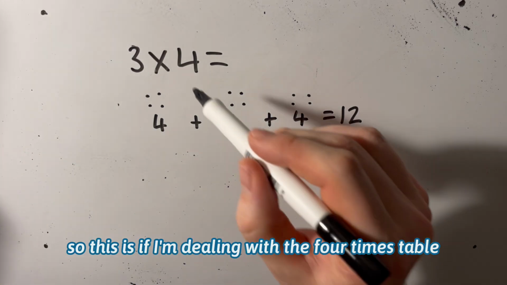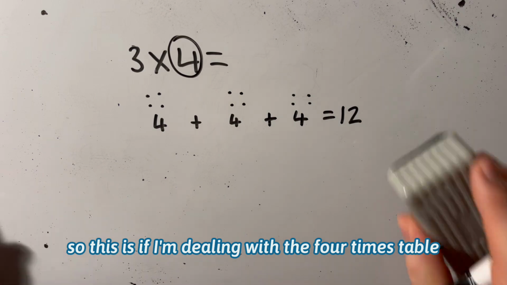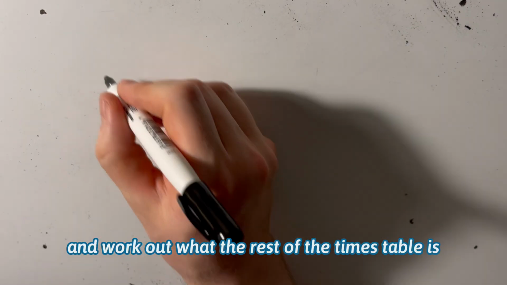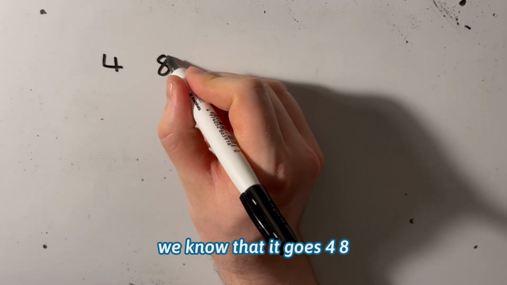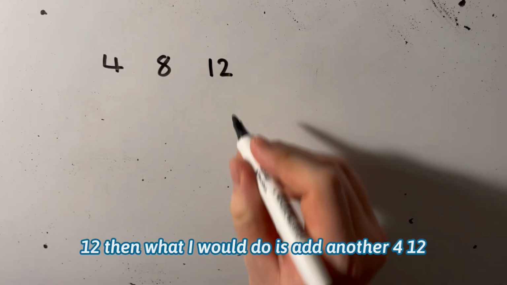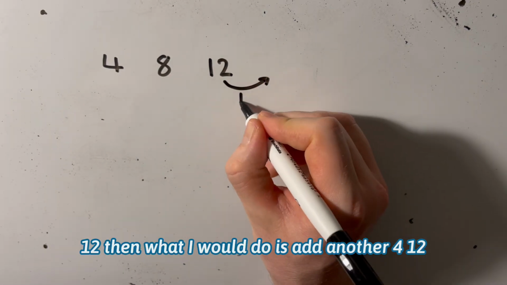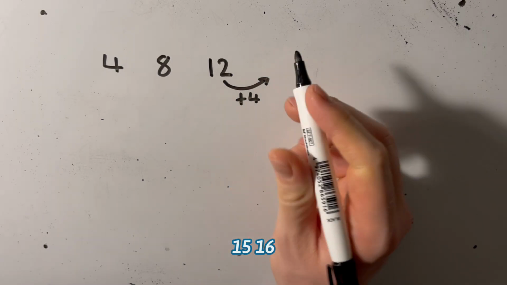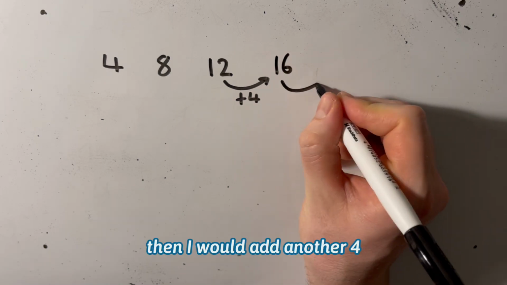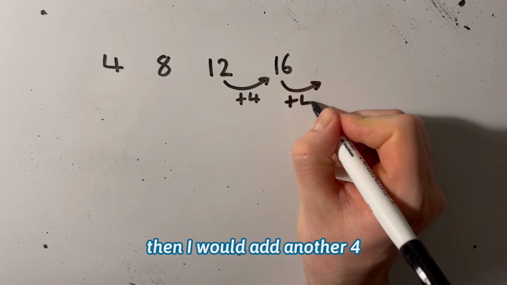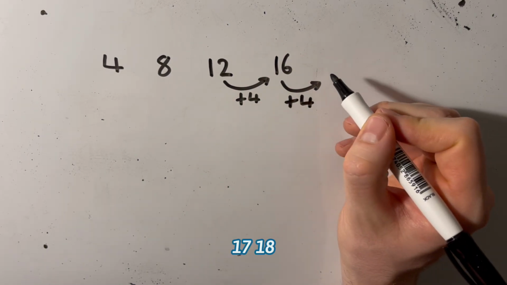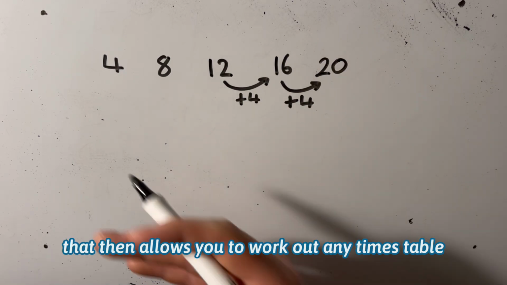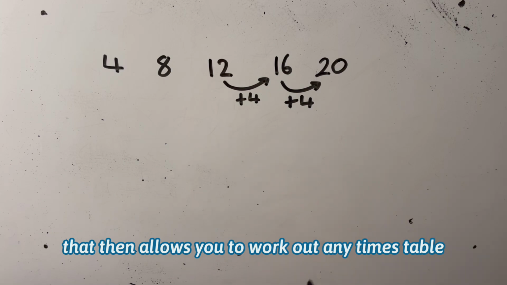So this is if I'm dealing with the 4 times table. We can keep going and work out what the rest of the times table is. We know that it goes 4, 8, 12. Then what I would do is add another 4. 12, 13, 14, 15, 16. Then I would add another 4. 17, 18, 19, 20. And you would just keep going. That then allows you to work out any times table.